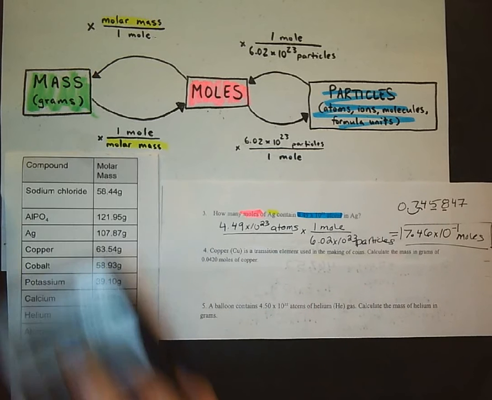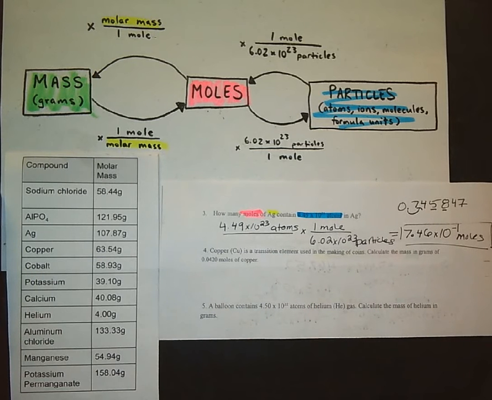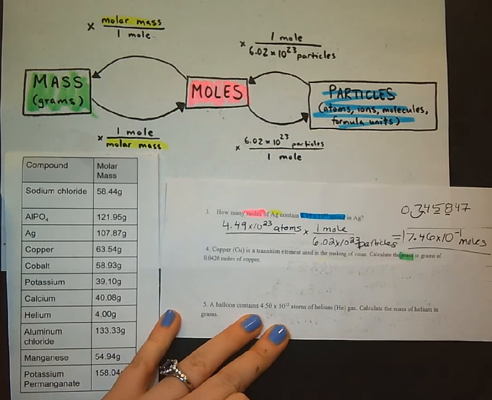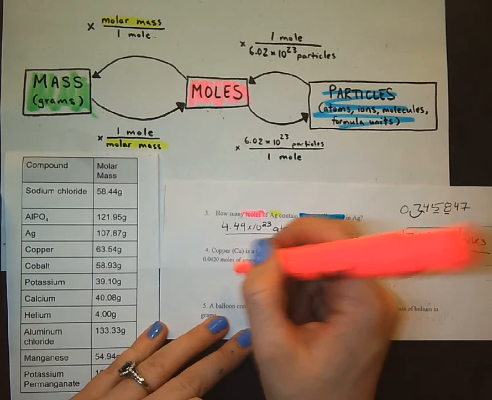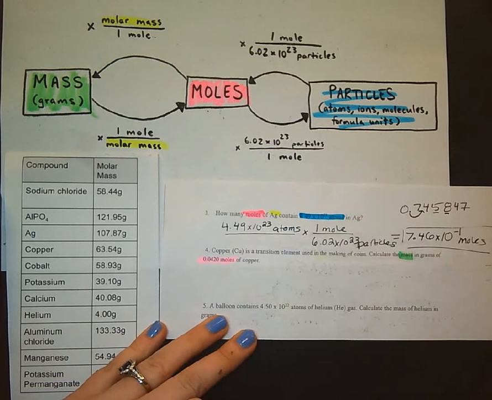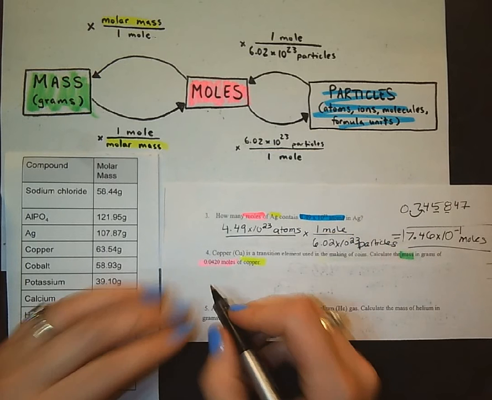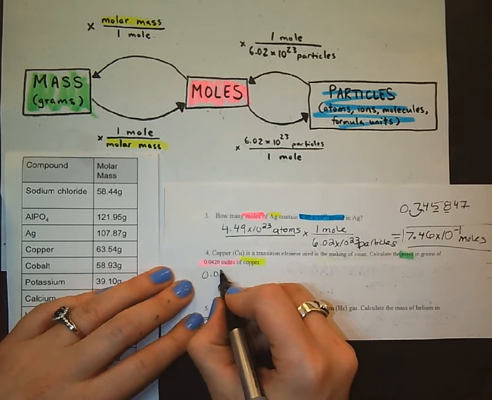Okay, question number 4. Copper is a transition element used in the making of coins. Calculate the mass in grams of 0.042 moles of copper. So start with what you're given, 0.0420 moles.